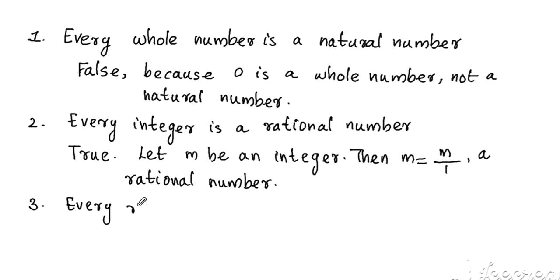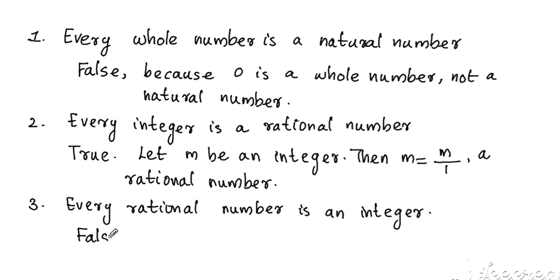Then consider the last statement. Every rational number is an integer. So rational numbers include integers, but is the reverse true? No, it will not be true. So you can see it is a false statement. For that you have to give an example. You can take any number with denominator other than 1. For example, consider the number -1/2. So it will be a rational number, but it is not an integer. So this satisfies the given condition.